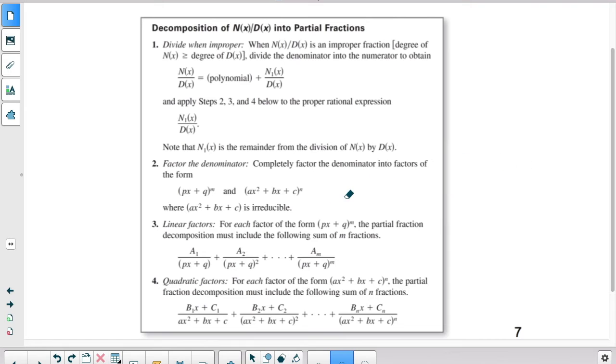And once we get that, then we're going to break it up into the linear factors of the denominator. Again, in all of these here, the degree of the numerator is going to be one less than the degree of the denominator. So p minus x, and that'll make more sense once we get to it. And for quadratic factors, for each of the quadratic forms, the partial fraction decomposition must include the following sum of n factors. So if n is 3, we have to have the whole thing to the first, whole thing to the second, whole thing to the third. And this will make more sense when we start looking at them.